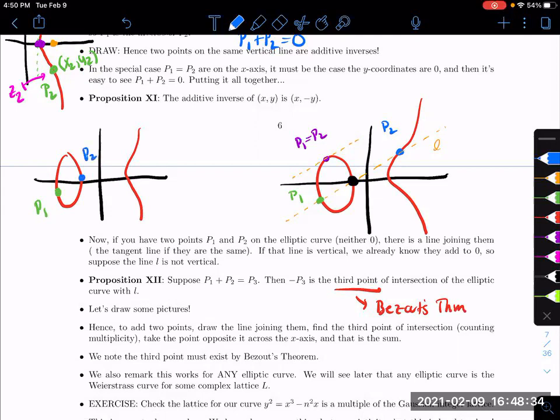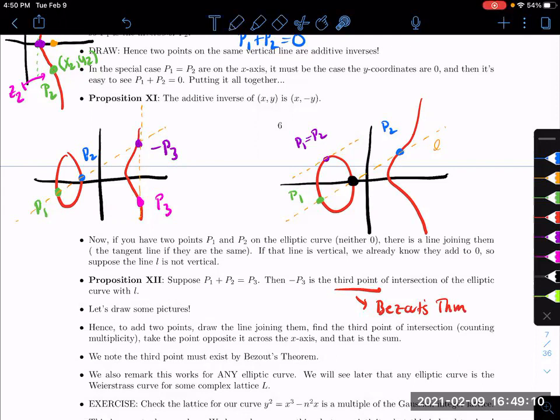How do I find the sum? This proposition says draw the line through them till you hit the third point on the elliptic curve. And what are you going to get? You're going to get negative P3. That's what the proposition says. But how do you get negative P3 from P3? We just discussed that above, right? You take the vertical line through negative P3, and you find where it hits the elliptic curve symmetrically across the x-axis, and that'll give you P3. So this is the addition law, okay?